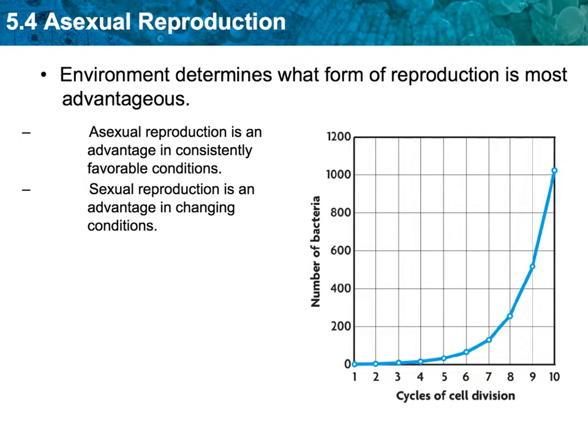Okay, so in a changing environment, you want diversity. You want genes to be multifaceted. You don't want to all be the same. That's not important in an environment where things don't change. Okay, so that's when asexual reproduction benefits.